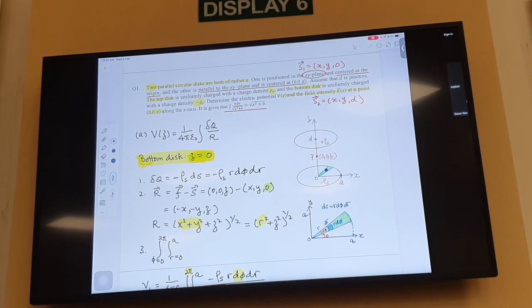Assuming that d is positive, this is just to make it easier to discuss. Your d is on top here, d is positive along the z-axis, and the top dish has positive rho s, the bottom dish minus rho s. Minus rho s, plus rho s. This is basically the parallel plate capacitor. You just try to analyze a parallel plate capacitor. What is the electric field inside?